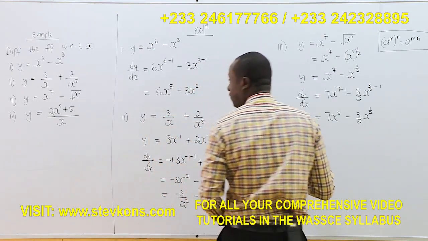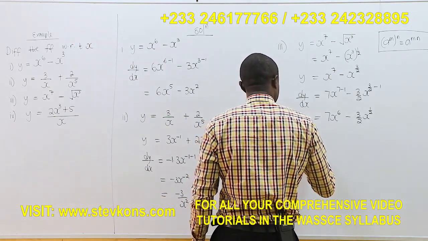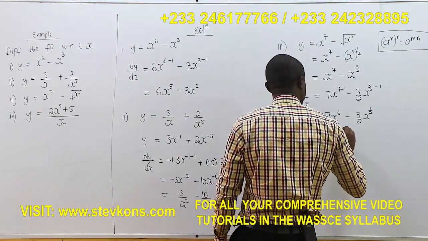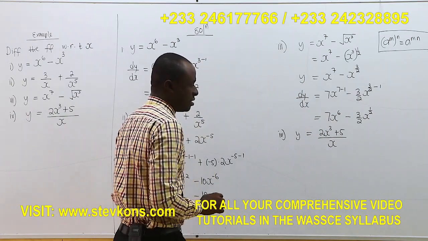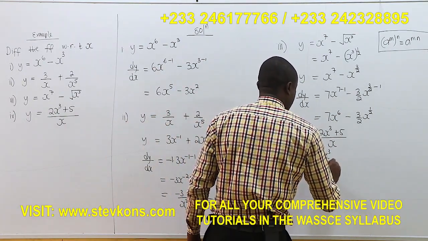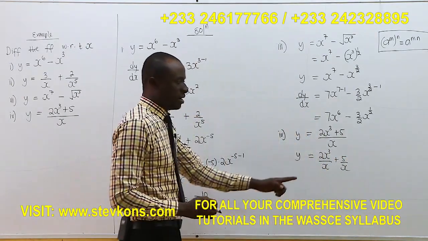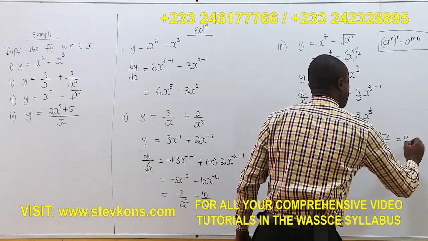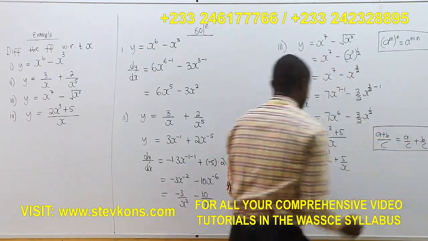Now, let's see the fourth question. The fourth question, we have y equal to 2x cubed plus 5 over x. And this is the same as 2x cubed over x plus 5 over x. Why this? Because we know that if you have a plus b over c, this is a over c plus b over c. So that is what we've done.